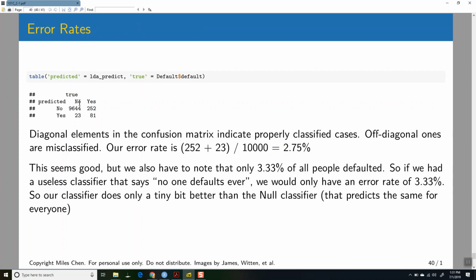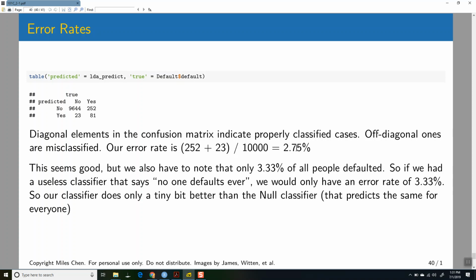So on our confusion matrix, basically where the no aligns with the no, and the yes aligns with the yes, those are correct. And then the other elements, the 252 and the 23, those are wrong, okay? Those are misclassifications. So our error rate is 252 plus 23 out of a total of 10,000 observations. So that's a total of 275 out of 10,000, we have an error rate of 2.75%, which seems pretty good.